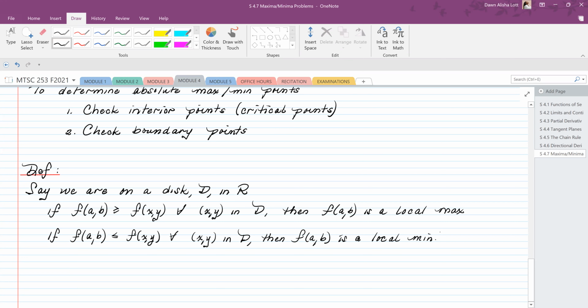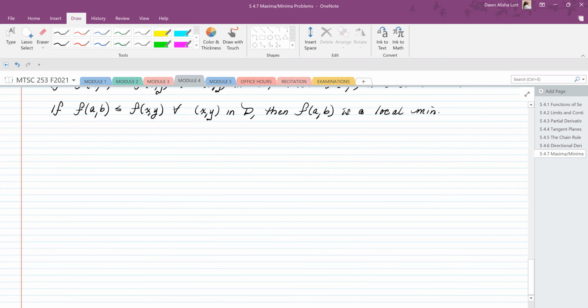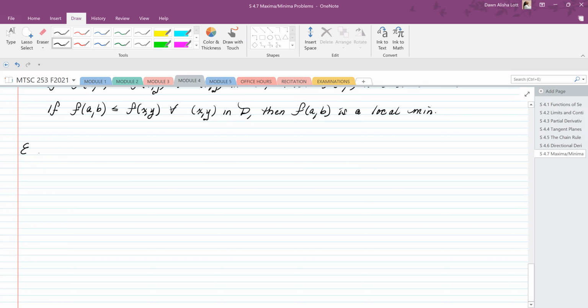Now, some of these things are easy, okay? Quick, fast, and dirty, easy. So let me give you an example. So here are some examples. So number one, we're going to consider the paraboloid z is equal to x squared plus y squared.